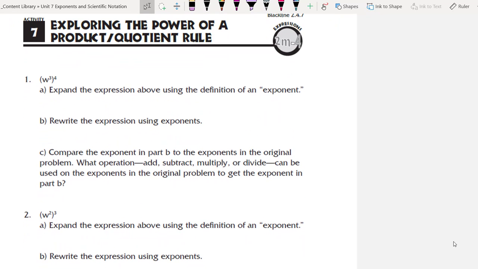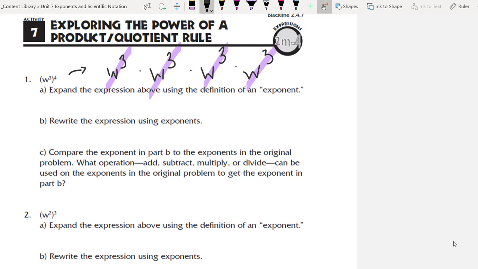Before we do that, I wanted to work with you on this. So w to the third, to the fourth. If we write that out in expanded form, we could write w to the third times w to the third times w to the third times w to the third. So here's the first, second, third, fourth power, w to the third.